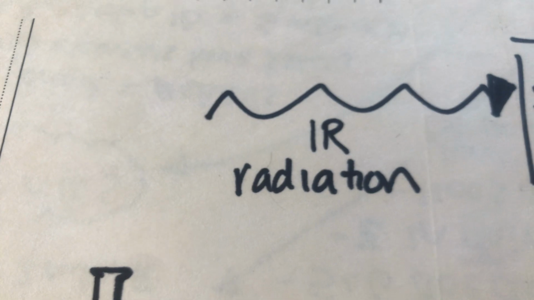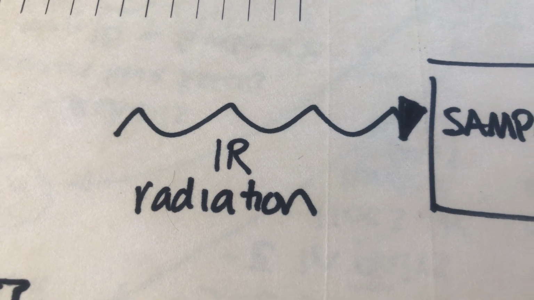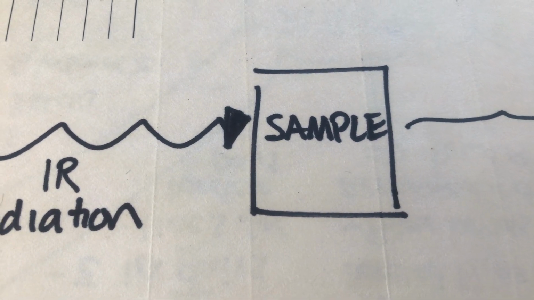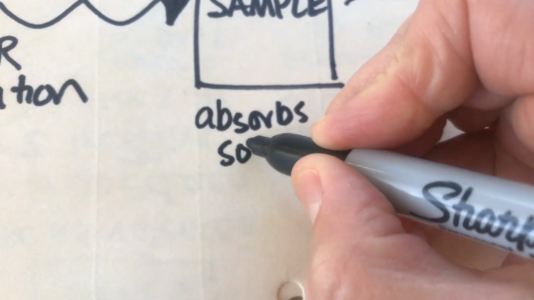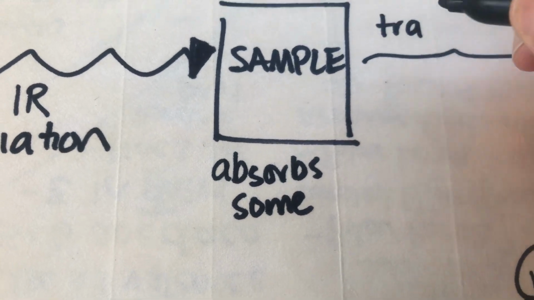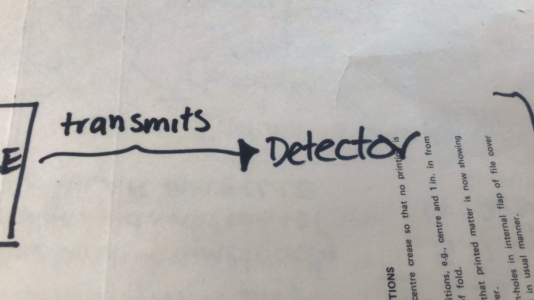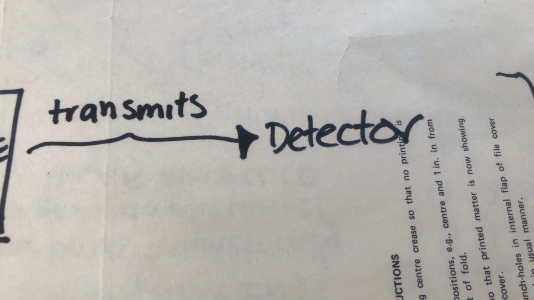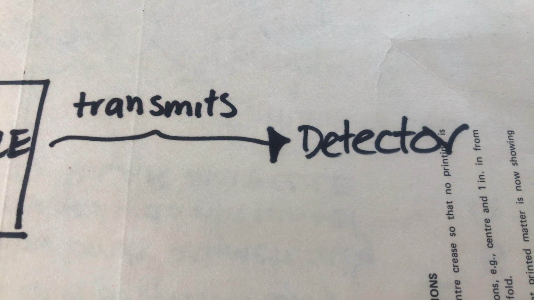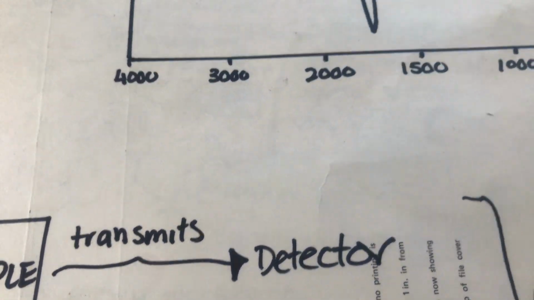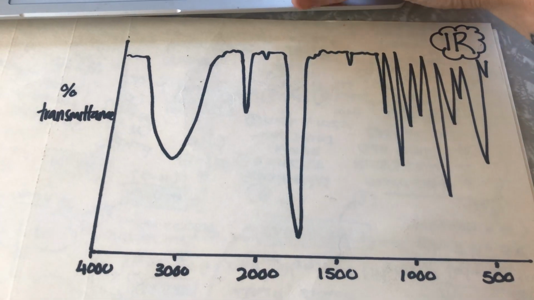What we do is we take our sample and put it in the big machine and fire some infrared radiation at the sample. The sample absorbs some of the infrared radiation and transmits the rest. We then have a detector, and the detector detects which wavelengths of infrared radiation have been absorbed and transmitted. What we get from the detector is an output that looks like this. It's kind of like a little graph.